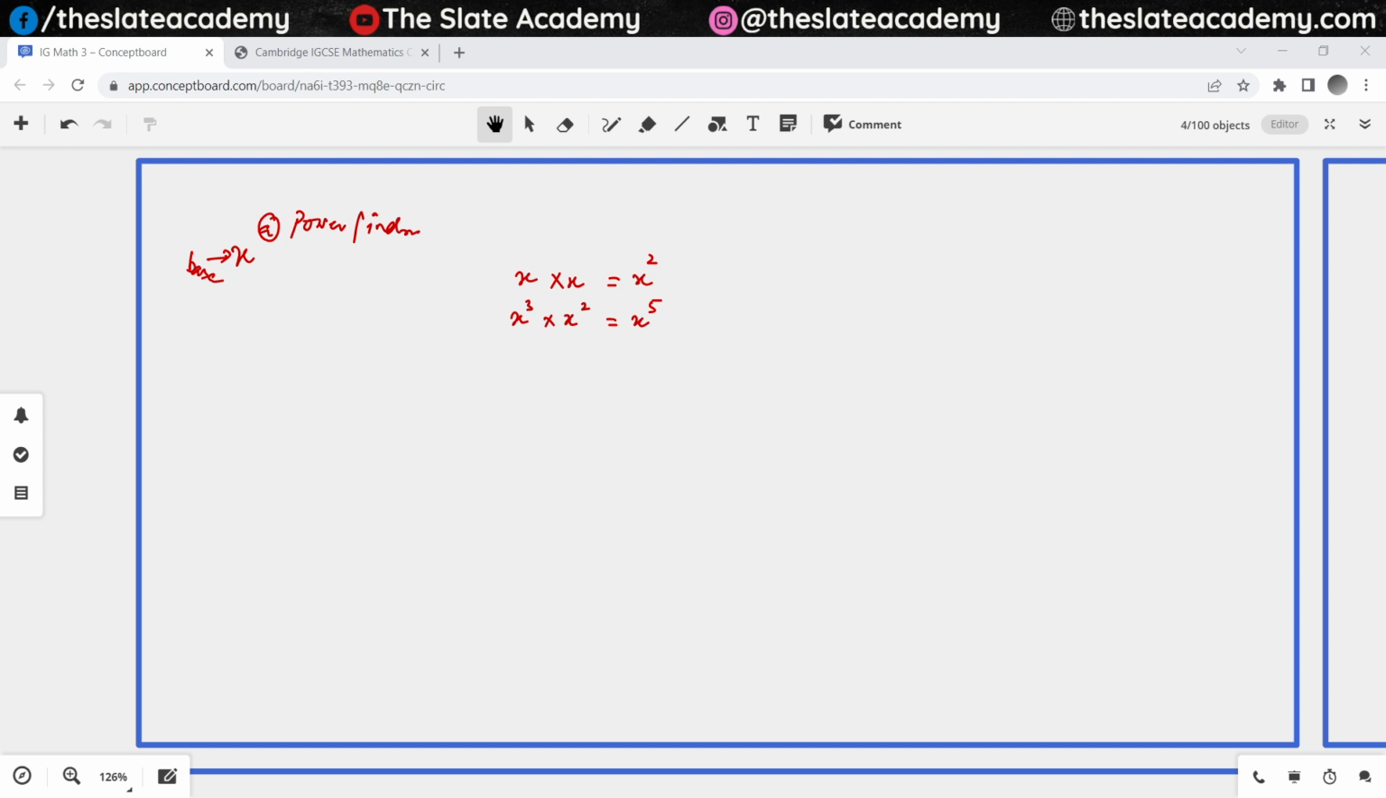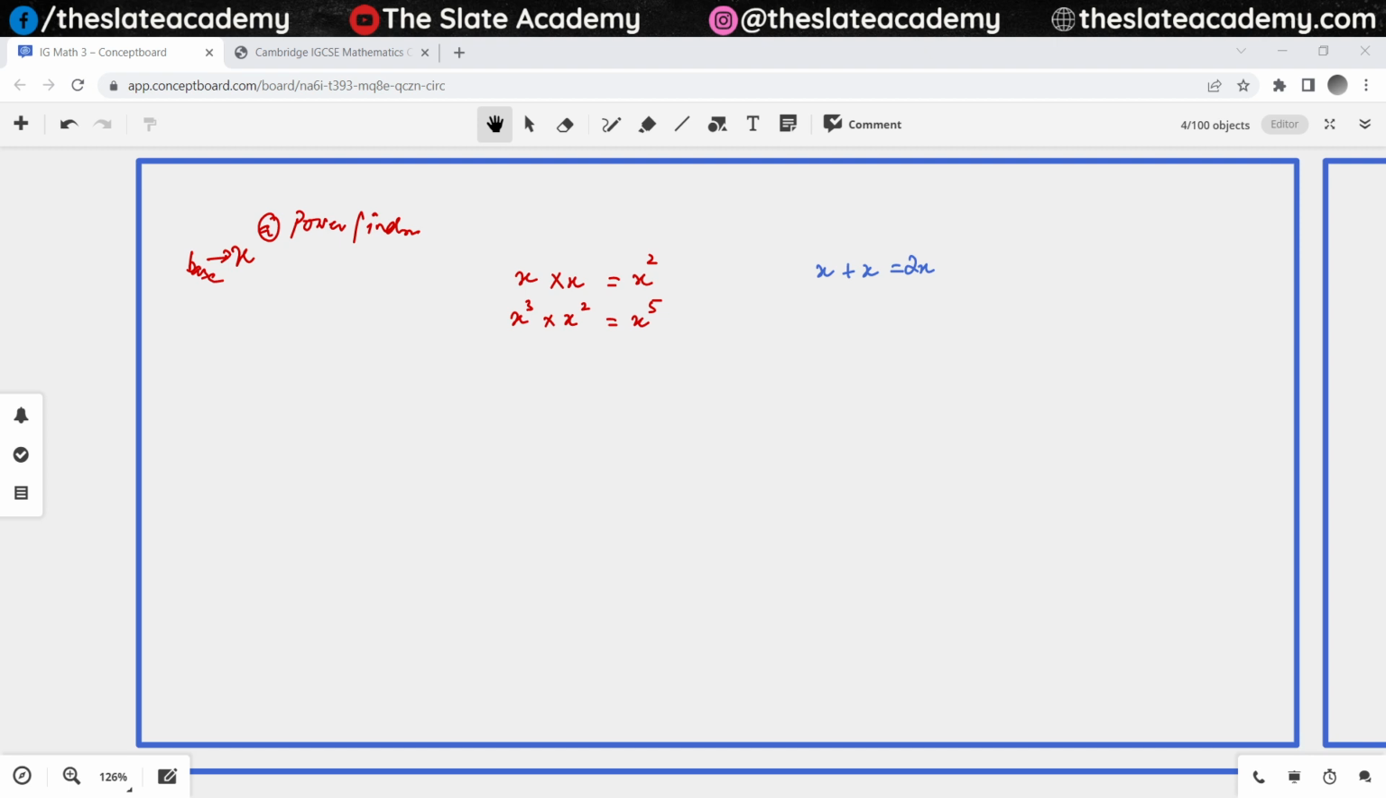Just on a side note, we do not confuse it with addition. If I'm adding x plus x, it will give me 2x. If I'm multiplying x and x, it gives me x squared.